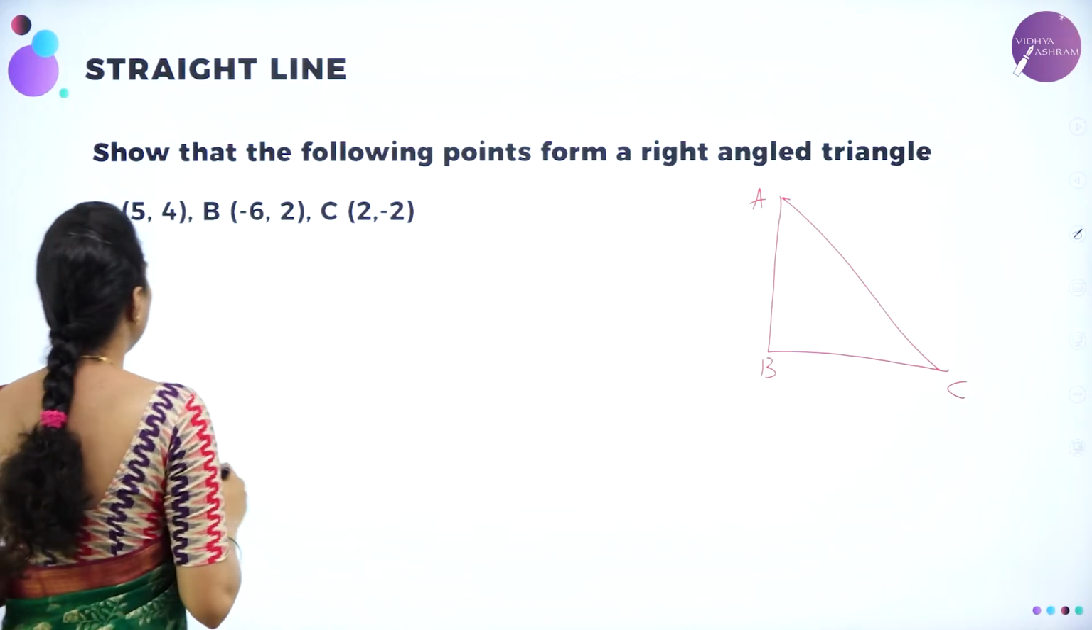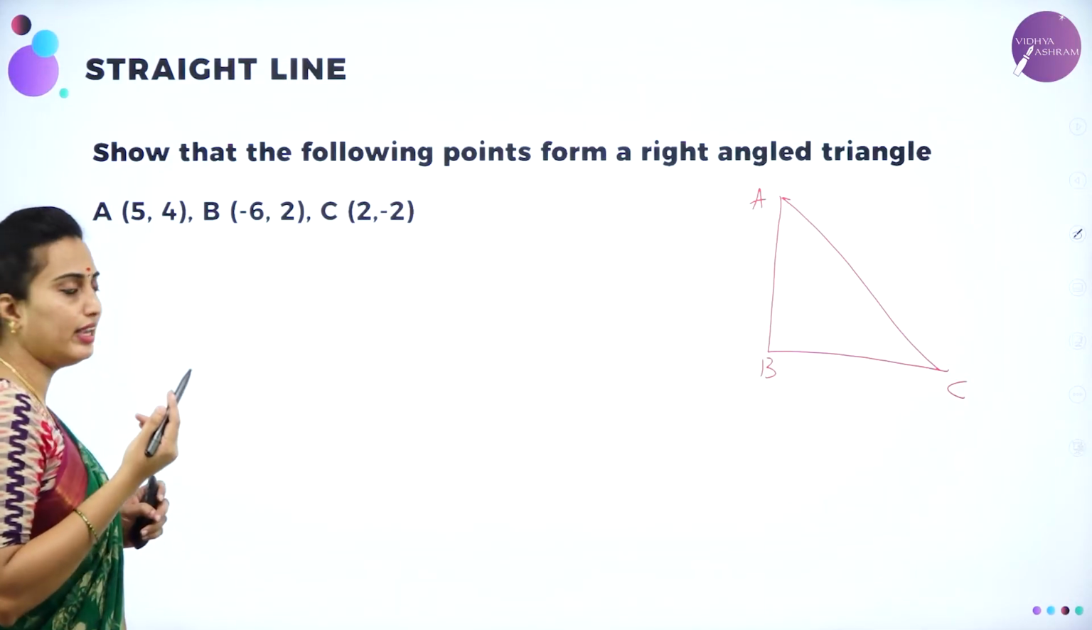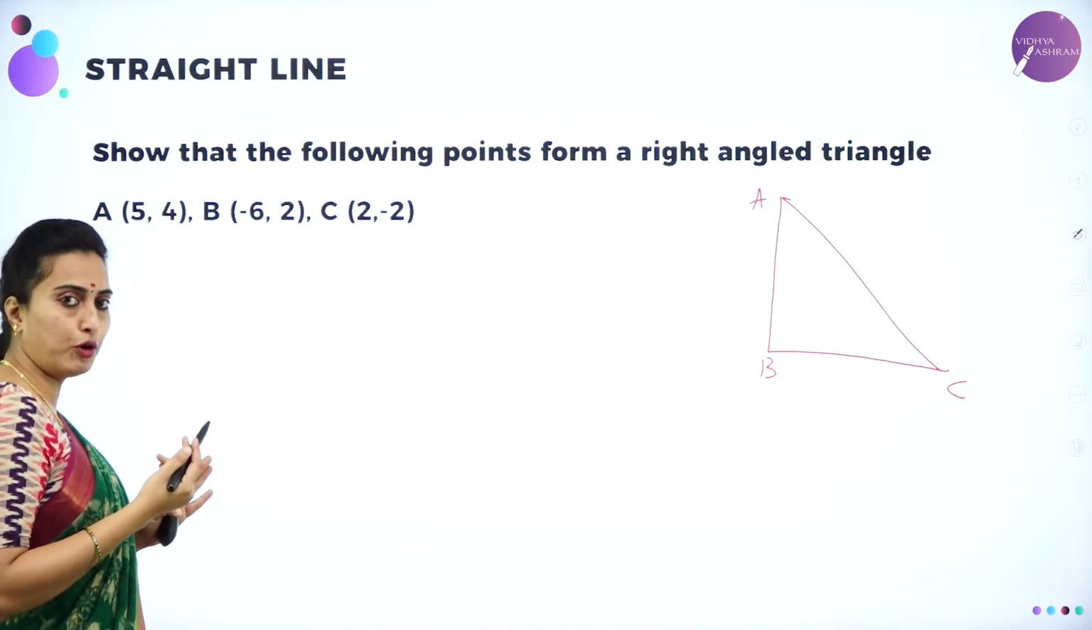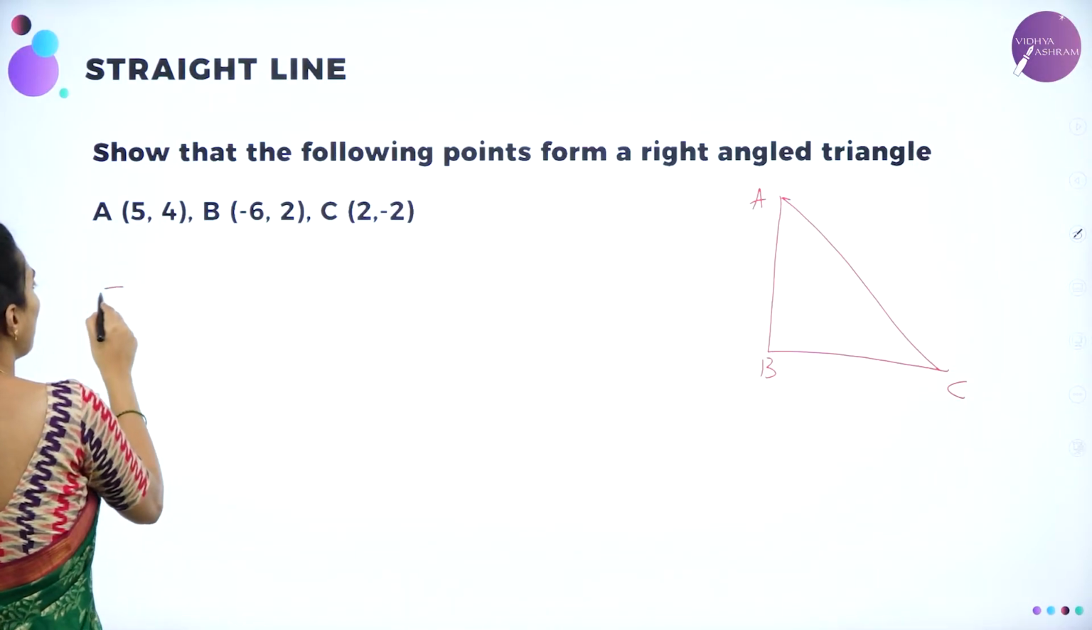Now here, let me take the given points as A of (5, 4), B of (minus 6, 2) and C of (2, minus 2). Let me find out the slope of AB.